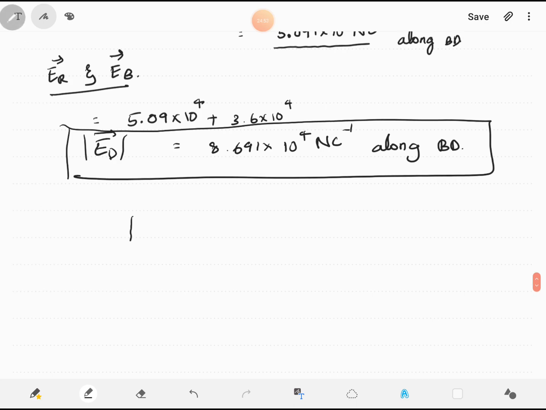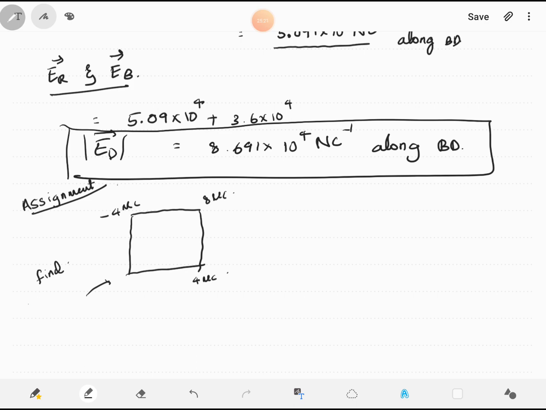One such problem that I would like to give it to you as an assignment work is to repeat the same problem by considering, this is an assignment work. So take -4 microcoulomb and 8 microcoulomb and take here 4 microcoulomb and try to find the net electric field at point D, E net at D. So if this is A, B and C, I want you to find the net electric field at point D. Take the distances to be 1 meter.